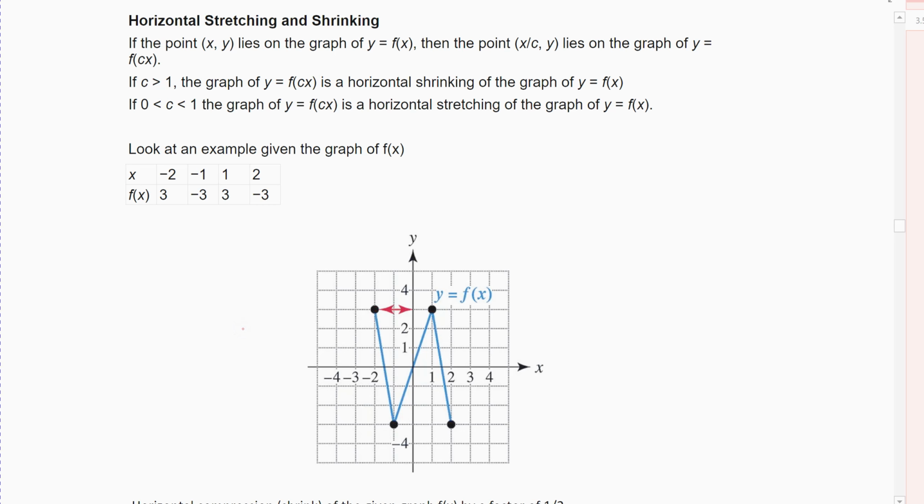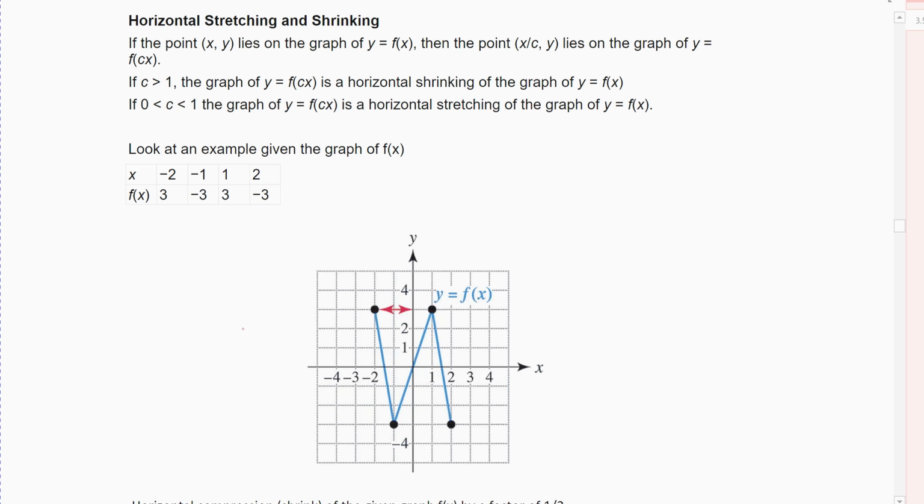Okay, now we're going to look at horizontal stretching and shrinking. And horizontal is always the harder case because you have to undo what's been done to the x value. Just like when we had horizontal shift left and right, we shifted left in the negative direction when we added a positive value, and we shifted right in the positive direction when we subtracted a value. And again, it's because I have to overcome those adding and subtracting. I need a bigger number or a smaller number to overcome those.